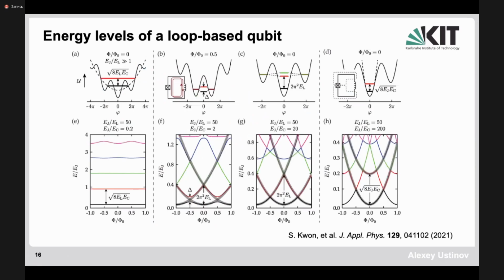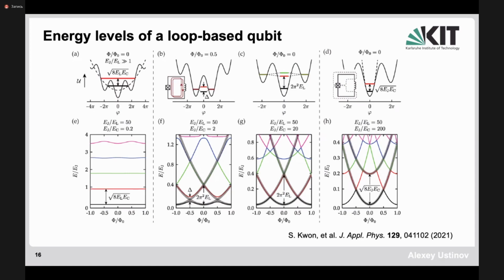So here you have the energy level separation, or energy potential and structure of levels, for an abstractly chosen qubit, such that you have a junction shunted by an inductance. Now, this inductance, as I said, of fluxonium can be a chain of Josephson junctions, but it doesn't really matter for electrodynamic properties. It's just an inductance.